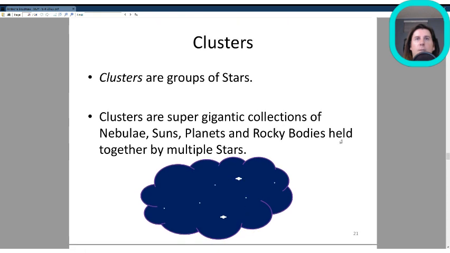Clusters. So even if you zoom out even further, what's bigger than a star? Clusters. Clusters are groups of stars. So clusters are super gigantic collections of nebulous suns, planets, and rocky bodies held together by multiple stars.